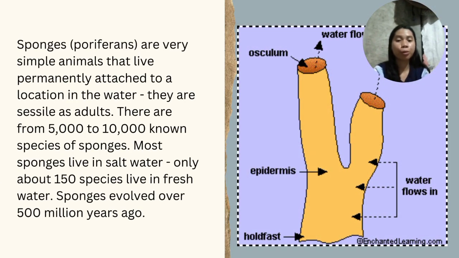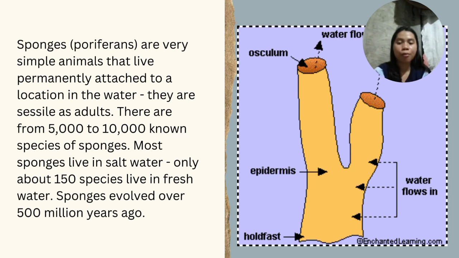So, from the word Porifera, it refers to the pore-bearers or pore-bearing species. Based on the embryological status, sponges are proven to be animals and are classified into a separate phylum in animals. Sponges, which are poriferans, are very simple animals that live permanently attached to a location in the water. They are sessile as adults.